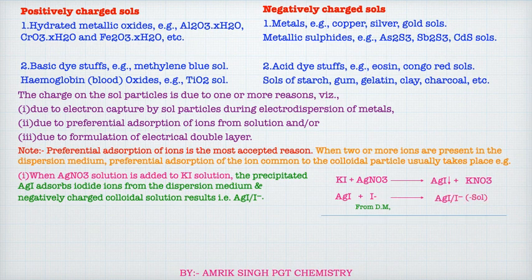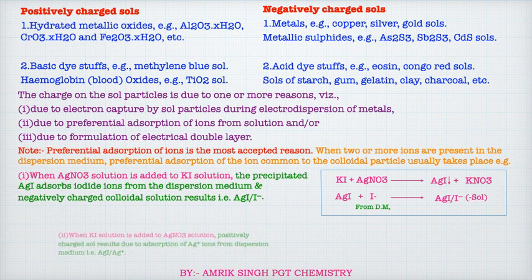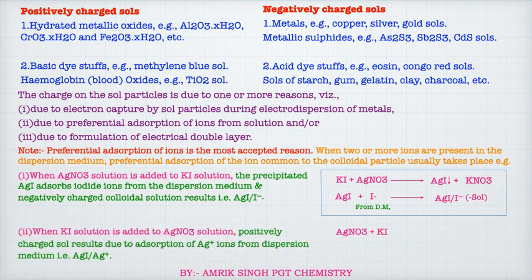If we do the reverse, if we add KI solution, potassium iodide solution, to AgNO3, then what will happen again? Reaction will be same. AgI will be precipitated, and now AgI will attract the Ag+ ions from dispersion medium, which are present in excess in dispersion medium, and in this case we will get a positive sol.